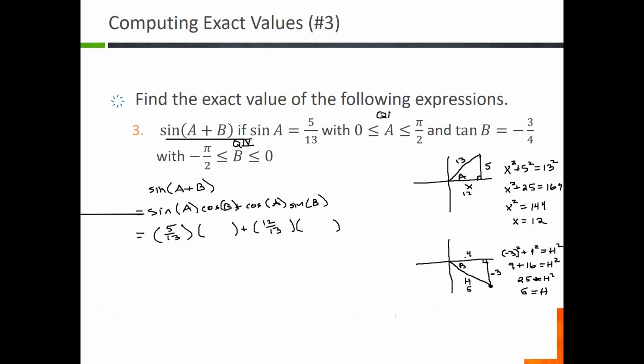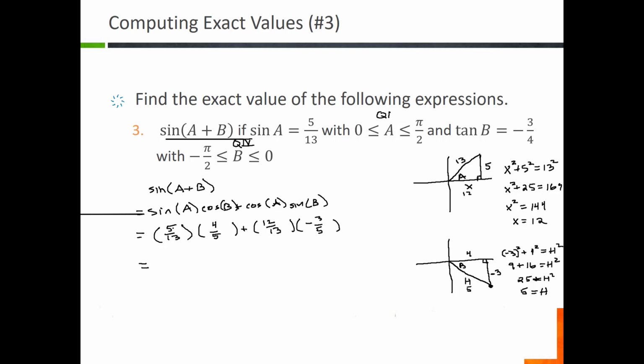So for B, cosine is the adjacent over the hypotenuse. So that would be 4/5. And sine of B would be the opposite over the hypotenuse, so a negative 3/5. So we're almost done here. We figured out all 4 values for the sines and cosines of A and B. It's just a matter of simplifying stuff now.